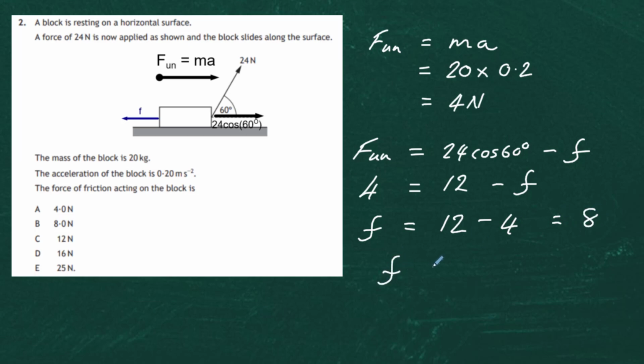So the frictional force acting on that block to give it that acceleration, with the forward force of 24 newtons at an angle of 60 degrees, will be 8 newtons, and the answer for that one will be B.